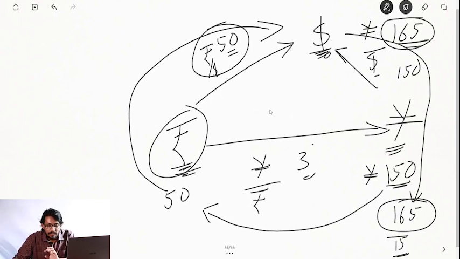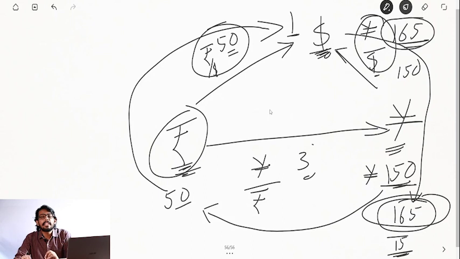Okay, guys, understand? 150 became 50 rupees. 50 rupees became $1. $1 from this exchange rate became 165 yen. You have 15 yen profit. You can repeat this transaction a million times, or you can increase the value. Instead of 150 yen, you can have 150 billion yen and make a 15 billion yen profit. That will be 50 billion rupees profit. Okay, so this is a mistake in the market.